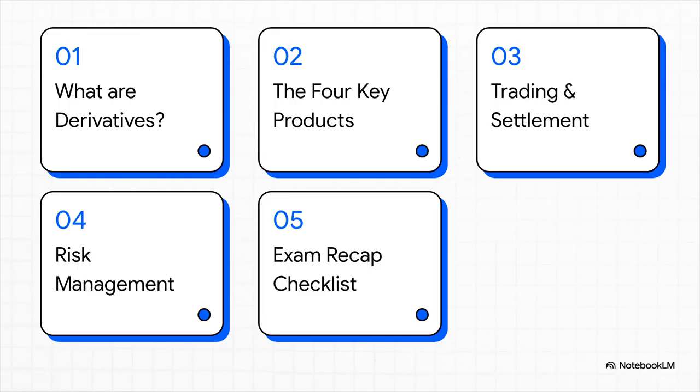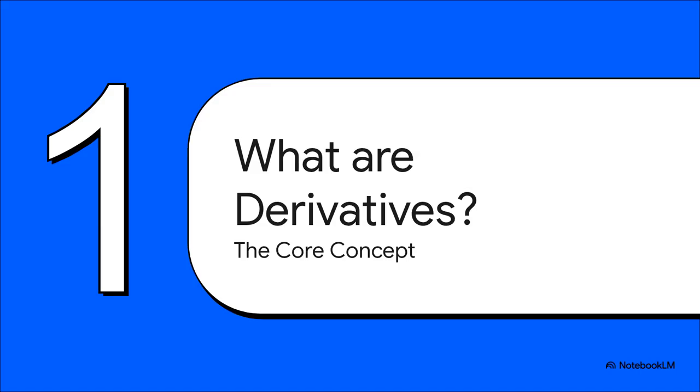So here's our game plan. First, we'll tackle the big question, what even are derivatives? Then we'll get into the four main products you need to know. After that, we'll look at the nitty-gritty of how they're traded and settled, and the super important risk management systems that keep everything running smoothly. And to finish up, we'll go through a quick recap checklist to get you ready for the exam. All right, let's jump right in.